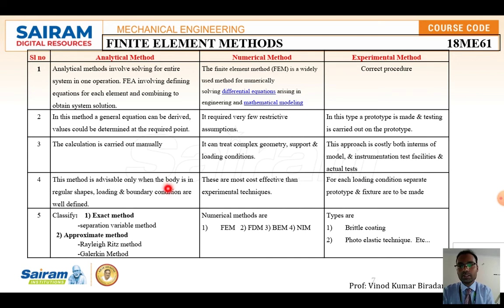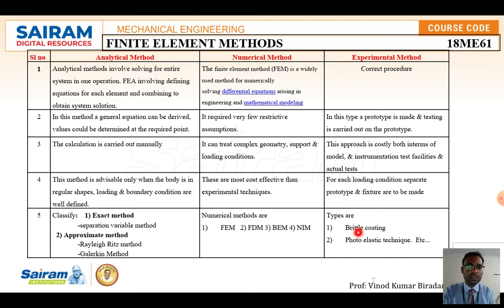What are the methods of the analytical method, and how do we classify them? There is the exact method, in which the separation of variables method is used, and the approximation methods, that is the Rayleigh-Ritz method and the Galerkin method. In module 1 we are going to solve problems on these two methods. Then the numerical methods are the finite element method, finite difference method, boundary element method and numerical integration method.